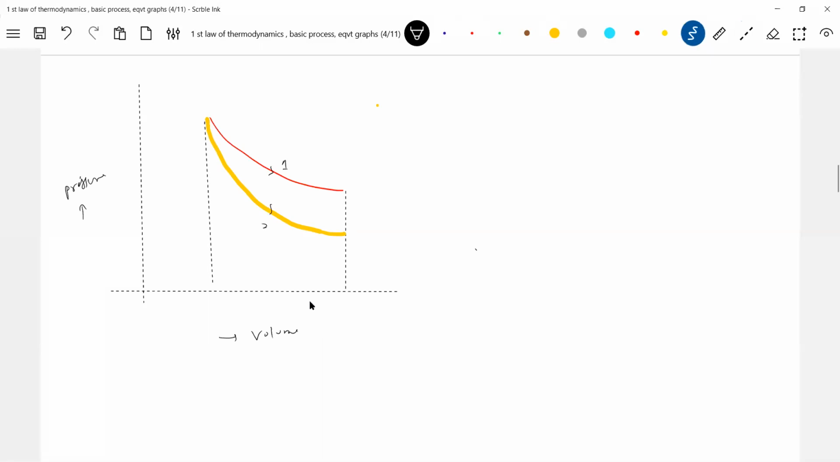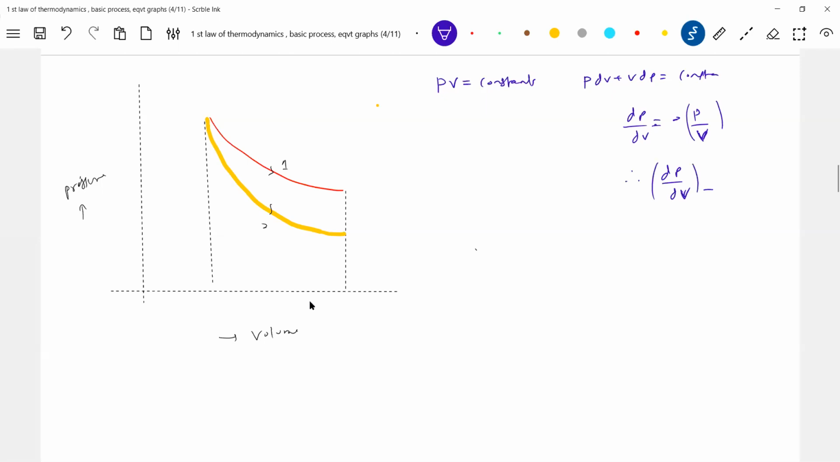For the isothermal process, we write PV equal to constant. Let me differentiate: P dV plus V dP equal to zero. So based on this, dP by dV equals minus P by V. This is for the isothermal process, what we are discussing. So for the isothermal process, the slope dP by dV is given by this. Similarly, for the adiabatic process, we'll see.